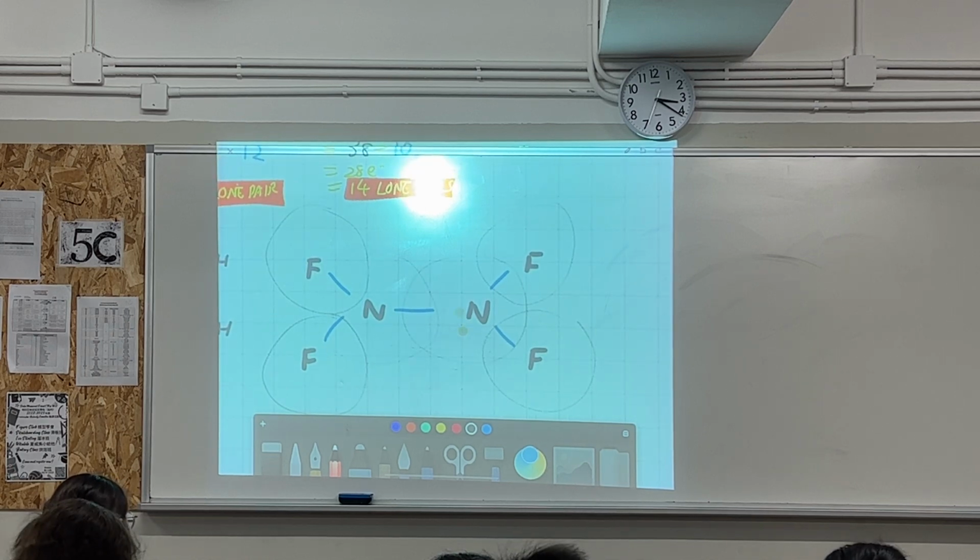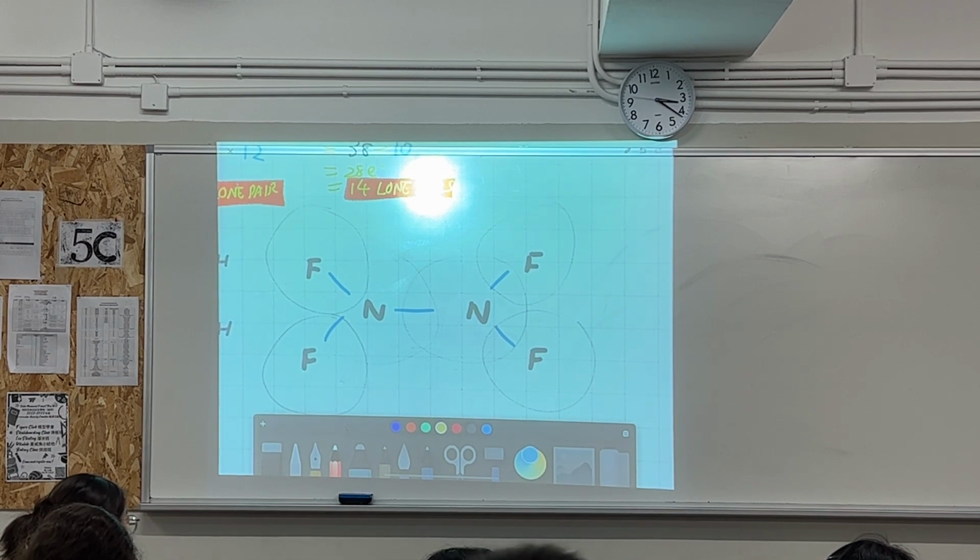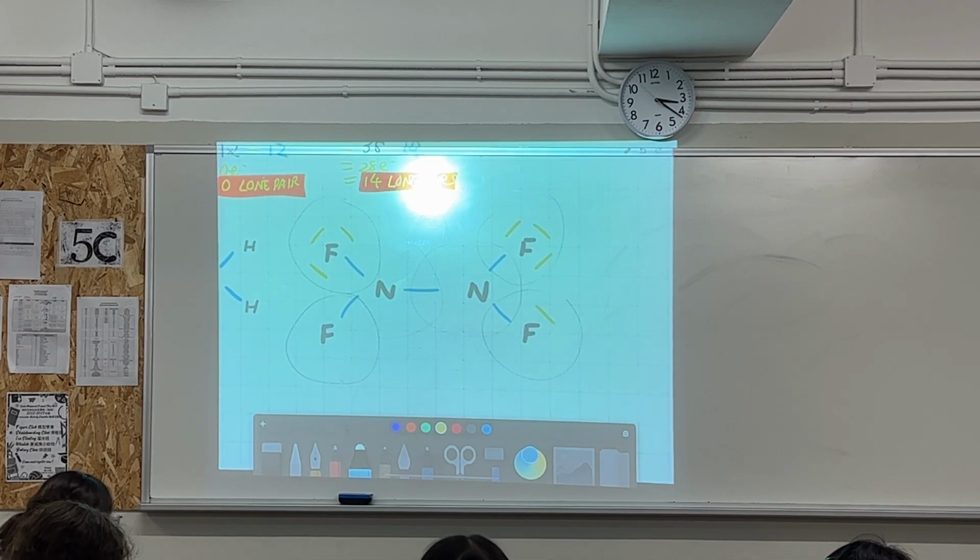Look at fluorine. Tell me, how many electrons does it have right now? 2. 2 is how many electrons from 8? 6. That means it needs an additional 3 lone pairs. 1, 2, 3. Done. The same can be said for the rest of the fluorine. That will already use up 12 of all the 14 lone pairs. Where do the remaining 2 go?